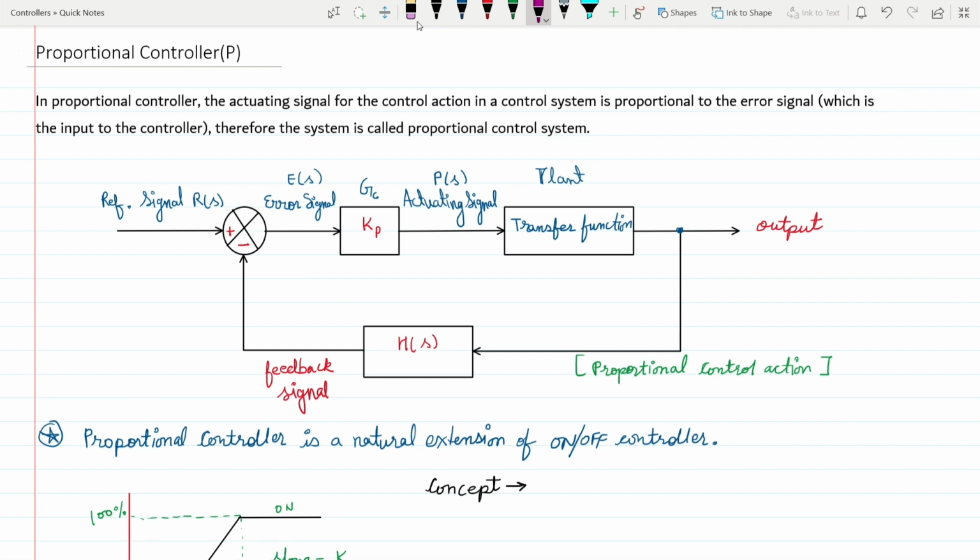So let's start today's topic, and in this we are going to cover the proportional controller. Let me tell you the overview of controllers. This is part of the industrial controllers of a control system.